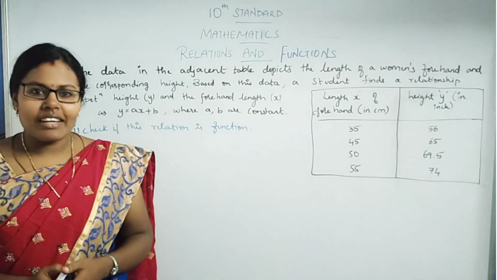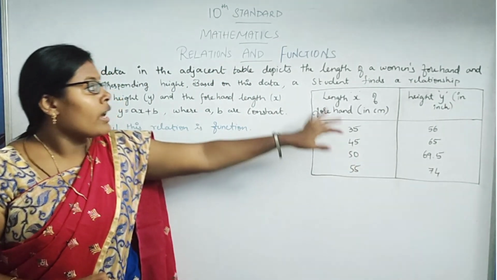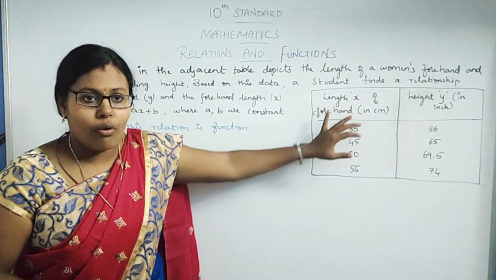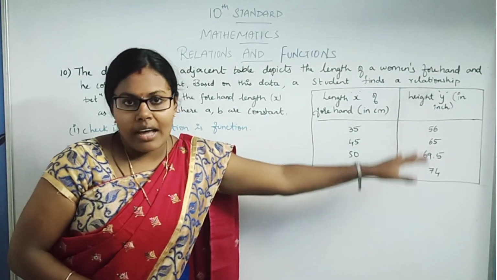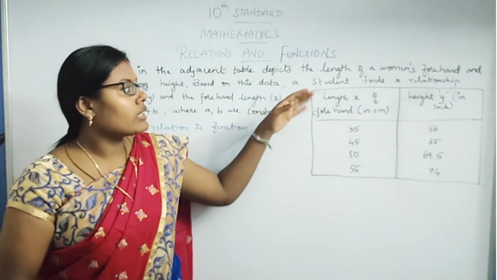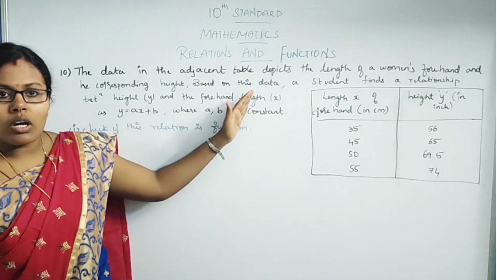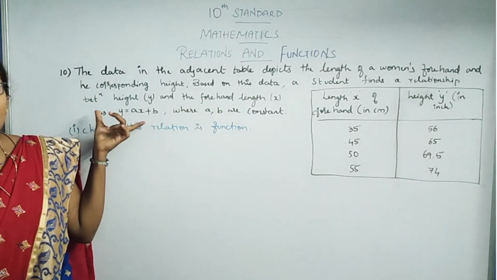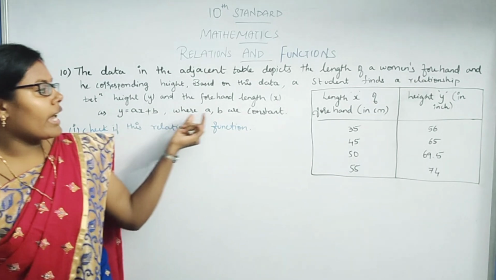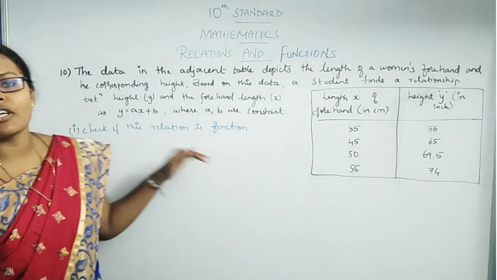So now we'll see the next one. The data in the adjacent table depicts the length of women's forearm. So this is the length of forearm, and correspondingly you have their height. Based on this data, the student finds the relationship between height and forearm length. The relation formula is y equals ax plus b, where a and b are constants. First they asked whether it is a function or not.